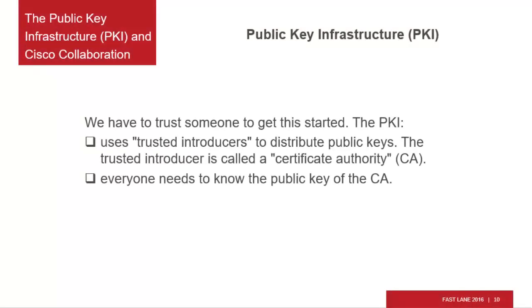We have to trust someone to get this started. There's no way around it. If we trust one party to sign everyone else's certificates, then we only need to have the certificate of that party. The PKI uses trusted introducers to distribute public keys. The trusted introducer is called a certificate authority, or CA. The CA is the party we need to trust to get this started.